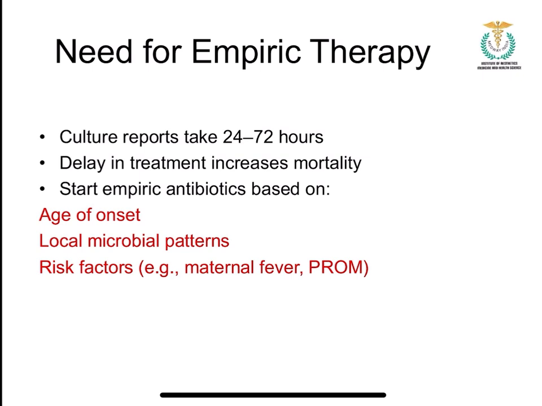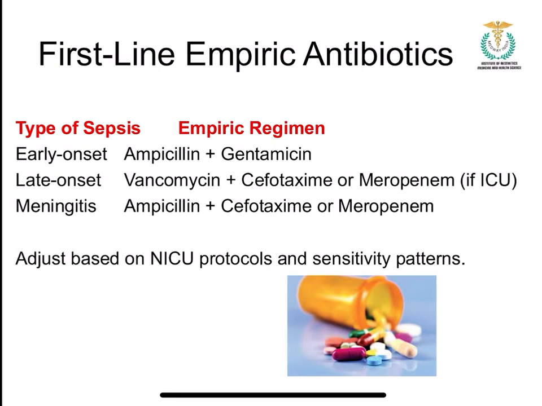Also, risk factors in a particular baby are very important. That's why you ask for a detailed history. If there has been a history of maternal infections, if there has been a history of premature rupture of membranes, these babies are more prone to develop sepsis, right? Now, first line empiric antibiotics. What are the first line antibiotics that you begin?